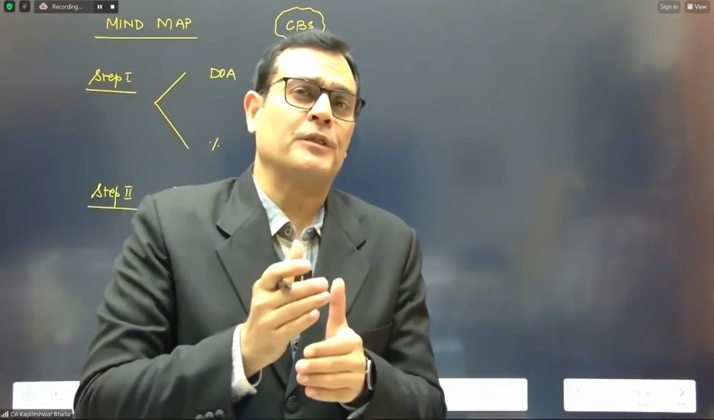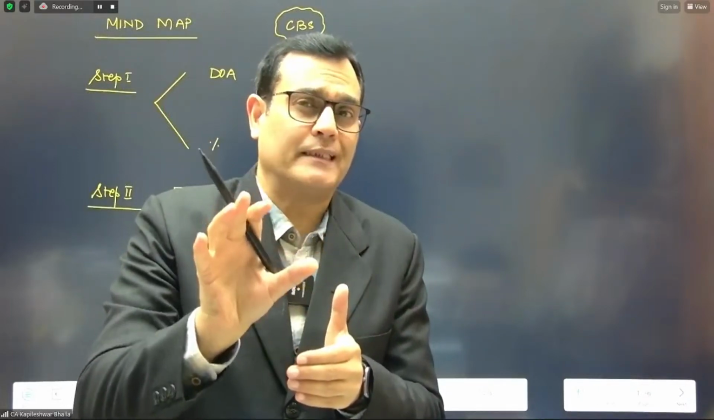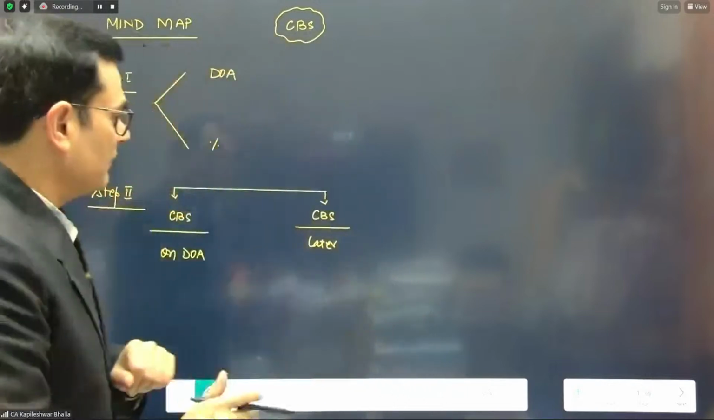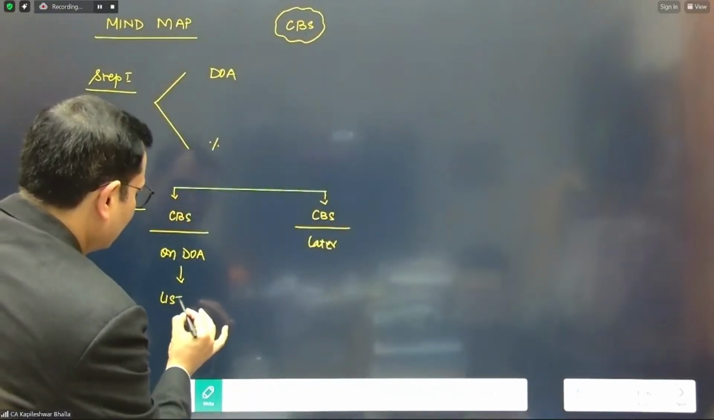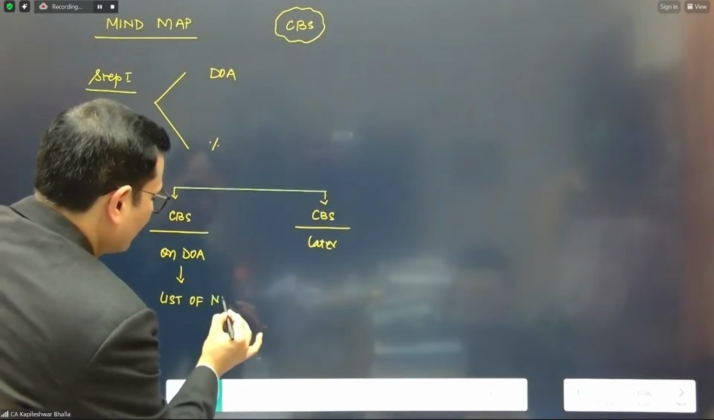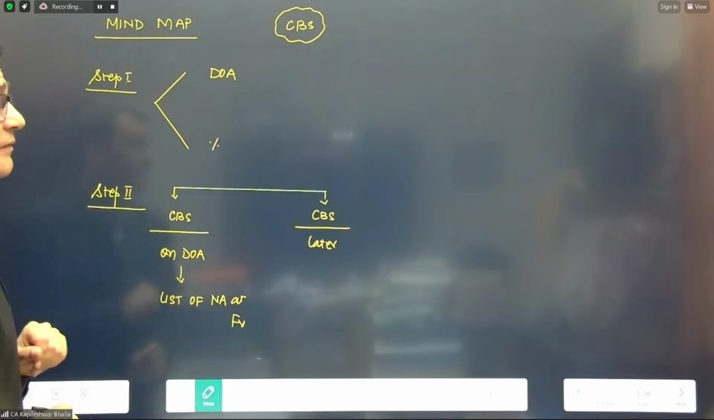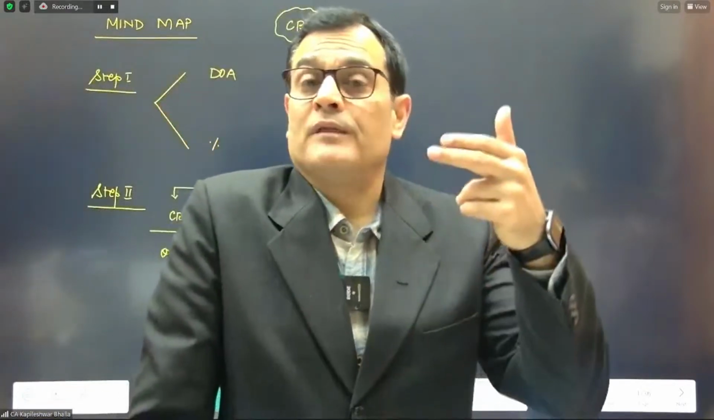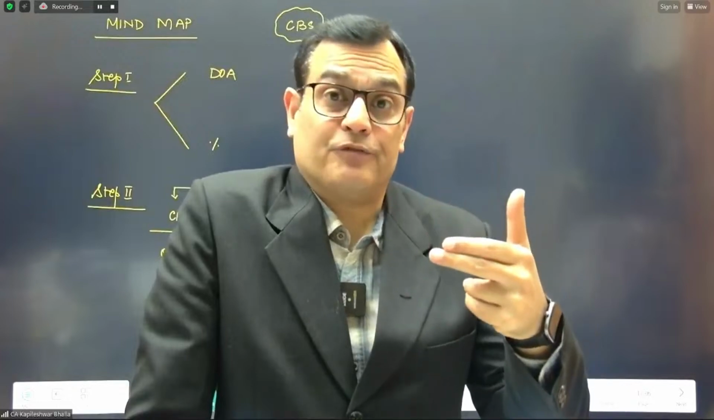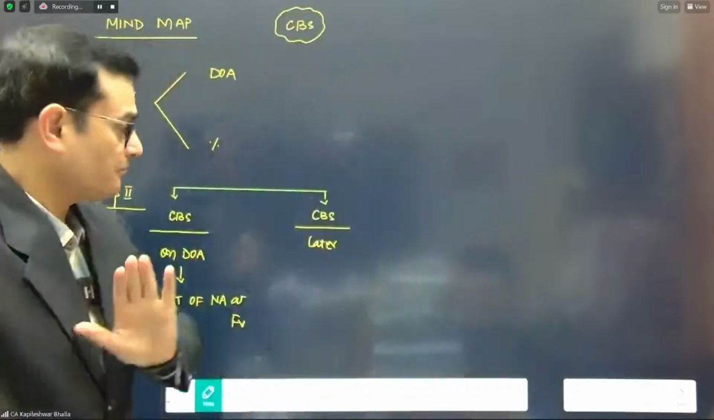Now, if it is a question where you're required to make a consolidated balance sheet on acquisition date itself, life is simple. Because in this particular case, what I can do, I will directly get the list of net assets at a fair value. If you remember the questions which we did in the previous class, we were given the assets and liabilities and the fair value. So we just made a list of assets minus liability, getting the net assets, simple and straight.